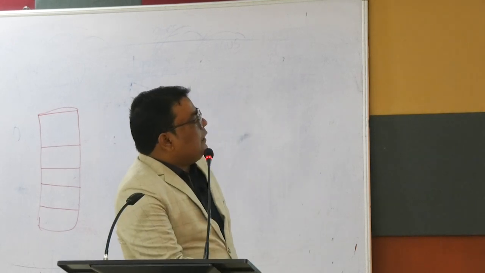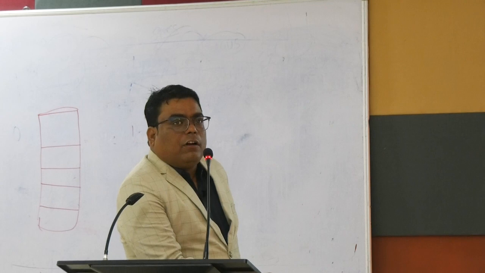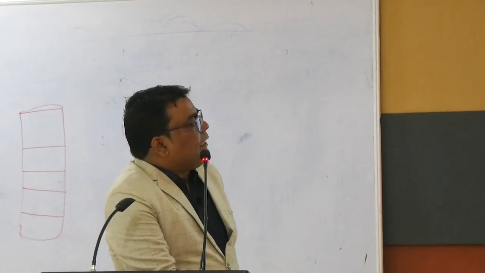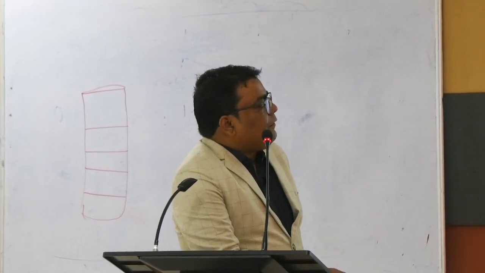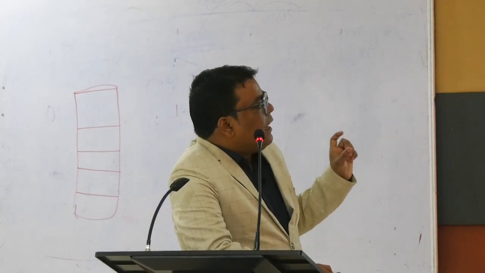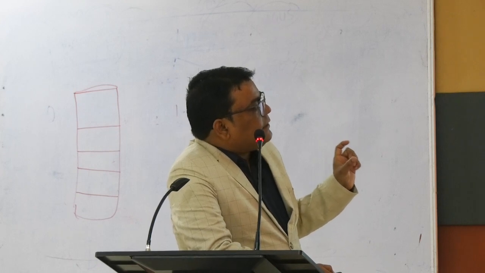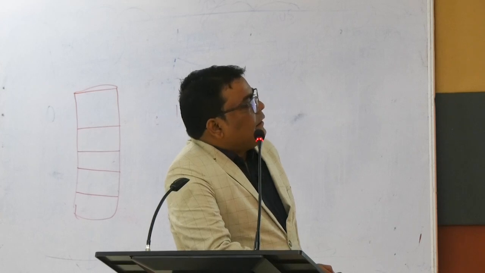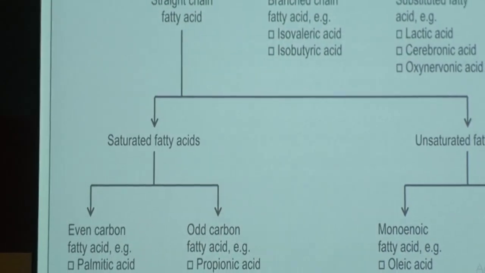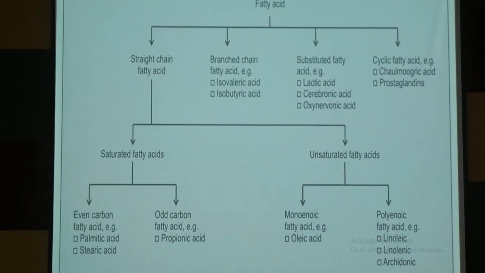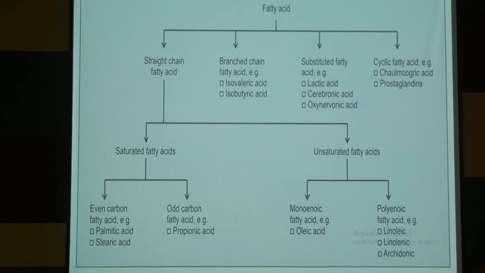Okay. Now, with this diagram, we understand that fatty acid can give the four classification: straight chain fatty acid, branch chain fatty acid, substituted fatty acid, and cyclic fatty acid. Examples of branch chain fatty acids are isovaleric acid, isobutyric acid. Substituted fatty acids: lactic acid, cerebronic acid, oxynervonic acid. Cyclic fatty acids: chaulmoogric acid and prostaglandins.